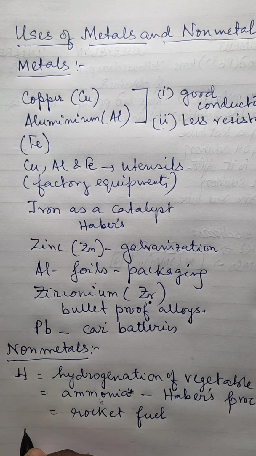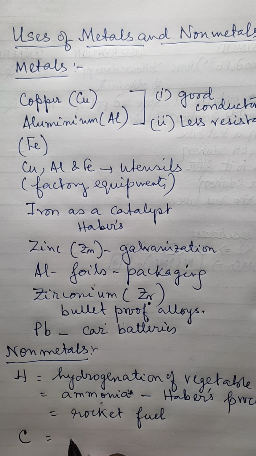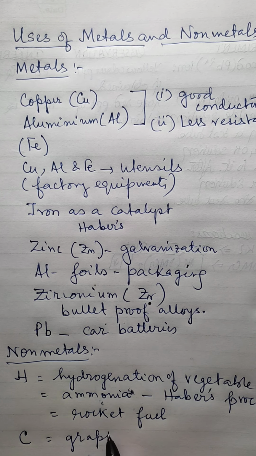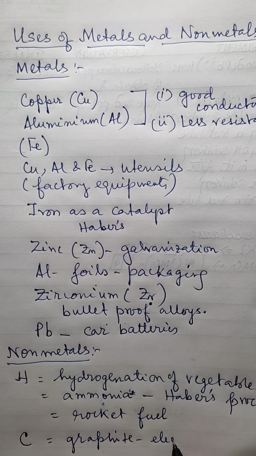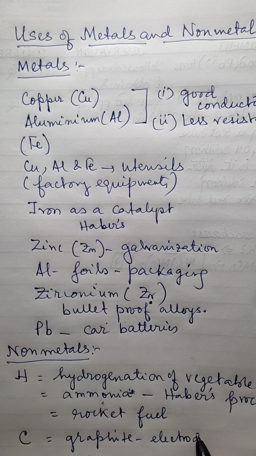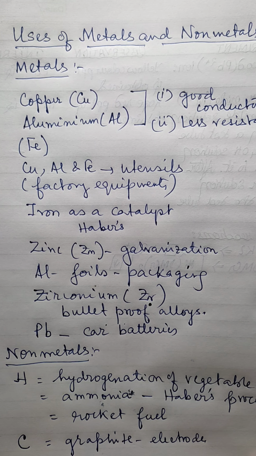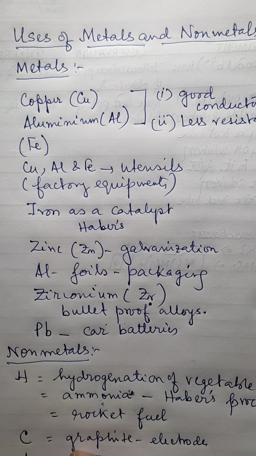Next is carbon. Carbon in the form of graphite. One of the important allotropes of carbon is called graphite. Graphite is used as an electrode. Graphite is used to make electrodes, and another important use of graphite is that it is also used in some of the electrometallurgy processes.